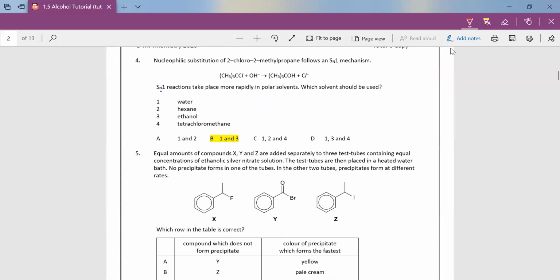Question 4: if SN1 takes place more rapidly in polar solvent, which solvent can we use? Just choose the polar solvent. That's the answer already.